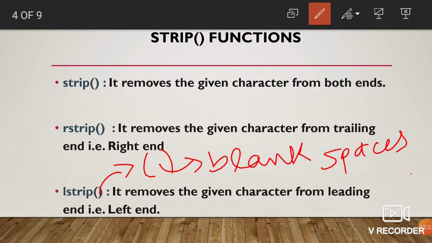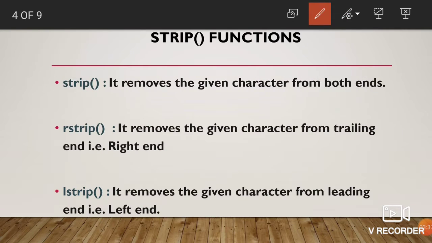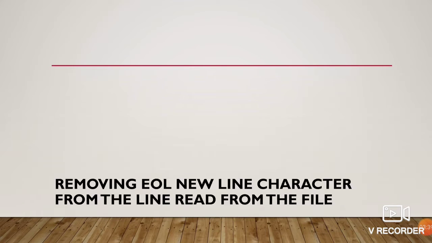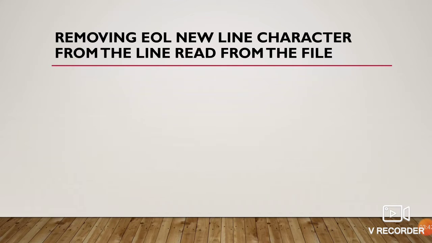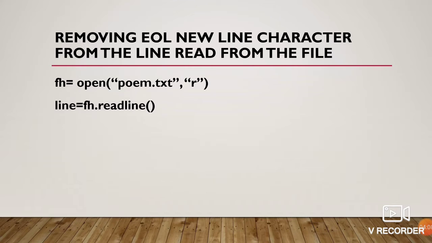How can we remove the new line character or blank spaces from the line? This is the first one, removing the end of line, new line character from the line read from the file. So fh equals open('poem.txt', 'r'). Here the file poem.txt will be opened in read mode and the reference will be stored in fh. fh is the file object, or you can say file handle. line equals fh.readline().